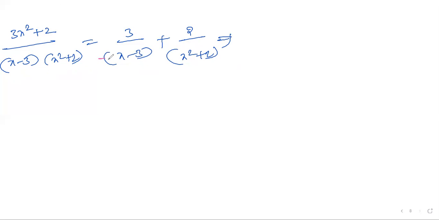What are the values that you can take common? Here 1 is not available, so what can I do? I'll take minus 3 directly common. Minus 3 common means I'll get 1 minus x by 3. Am I clear?